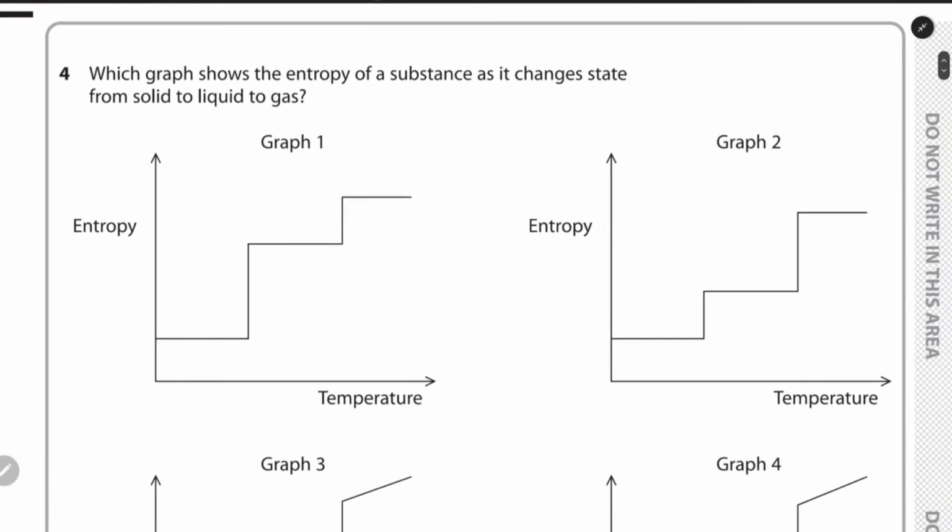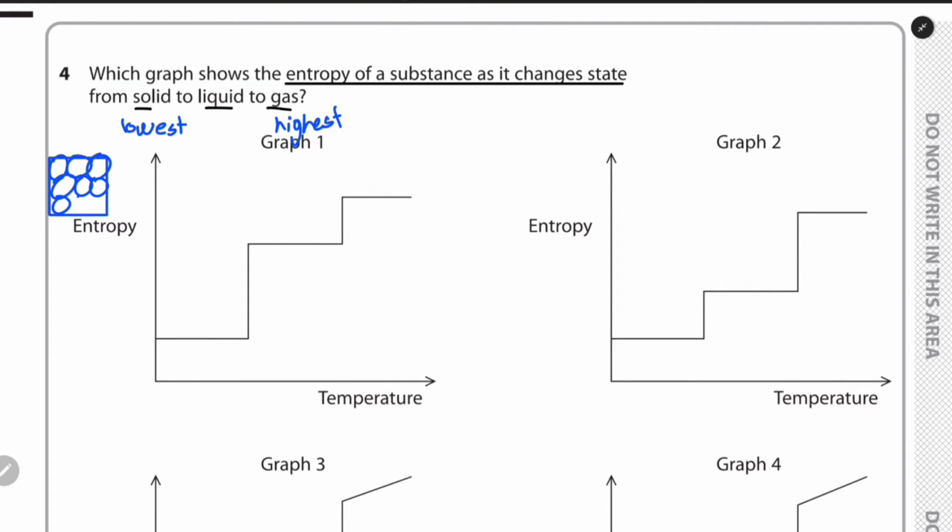Now for question 4, we have to find which graph shows the entropy of a substance as it changes state from solid to liquid to gas. The entropy in solids is the lowest, while the entropy in the gas is the highest. Since solids are like this, they are in order. So the order in solids is much higher than gas. Gas has a lot of random motion, so it has a high entropy.